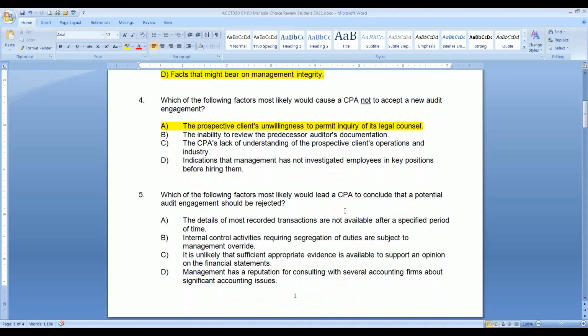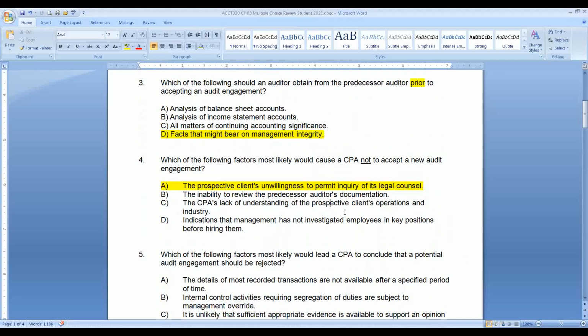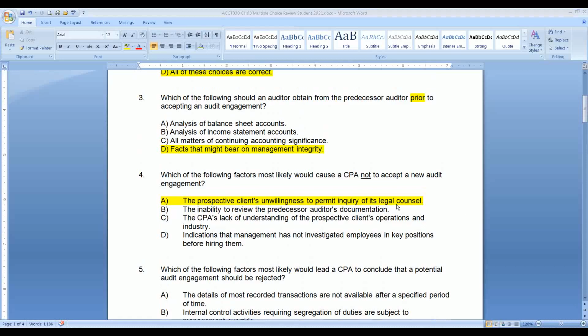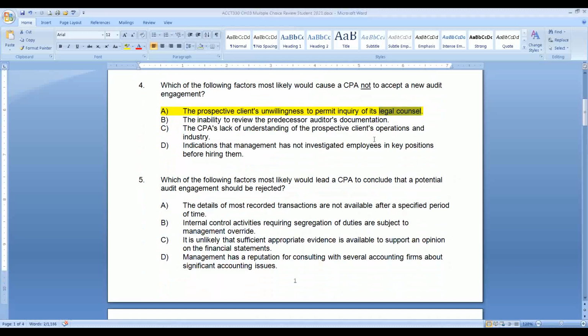Okay, so 4 was A, and when they say permit to inquire of his legal counsel, what do they mean by that? That's kind of what I just talked about. Yeah, you're required to talk to the lawyers. Oh, they're lawyers. Okay, got it. So you want to be upfront when you're talking with someone about doing their audit and say, look, one of the things we have to do is talk to your previous auditor. We also have to talk to your lawyers. And if they say, well, you're not talking to my lawyer, I say, well, okay, then you don't want to take them. Then we're not taking the audit, because we're required to.